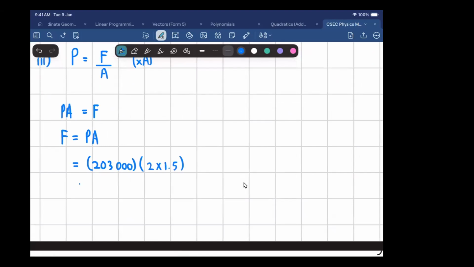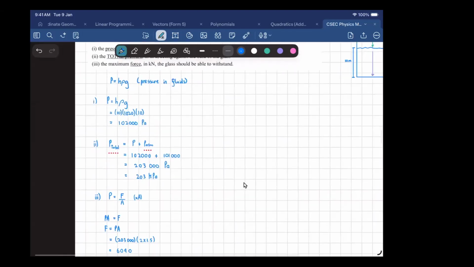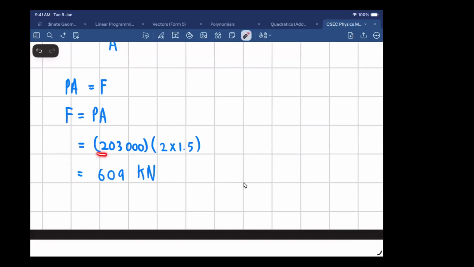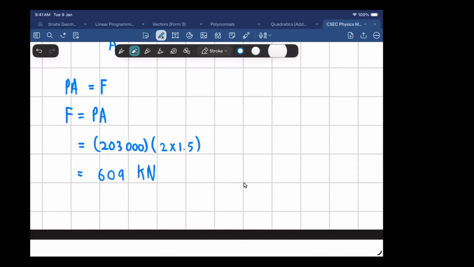So when you work all of this out, you should get 609, and they wanted the answer in kilonewtons. So that'll just be 609 kilonewtons. Why am I saying that? I'm saying that because when you work this out, you're going to get 609,000, which is the same thing as 609 kilonewtons. Yes, understand that, right? Mm-hmm. Great.